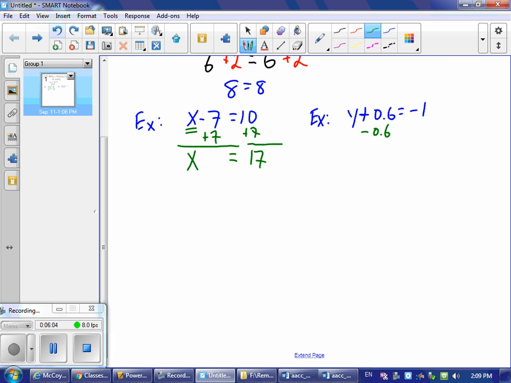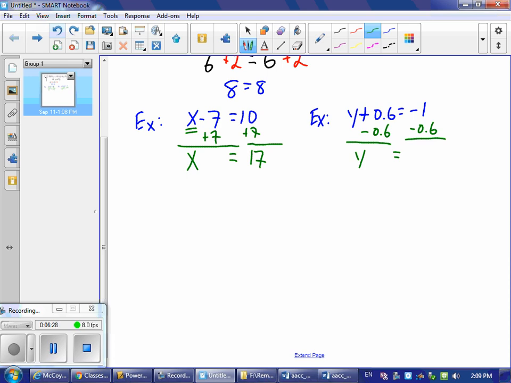But if I subtract 0.6 on the left side of the equal sign, I also subtract 0.6 on the right side of the equal sign. So the left side, y, 0.6 minus 0.6 is 0. That's gone. And now I've got -1 minus 0.6.